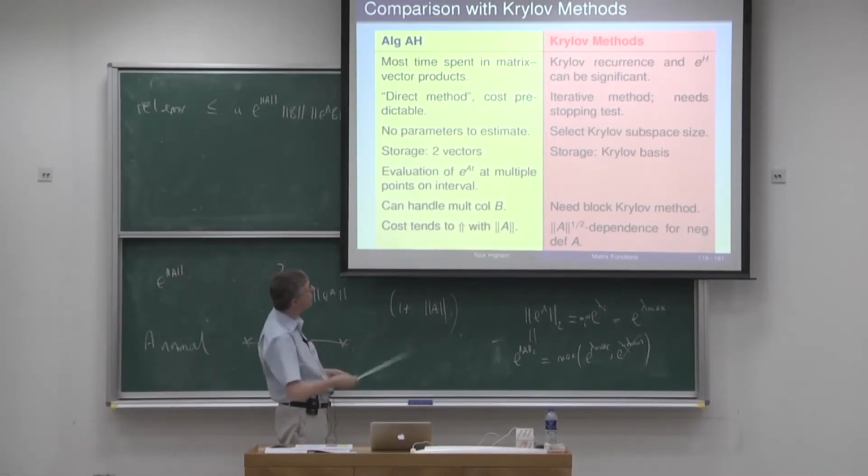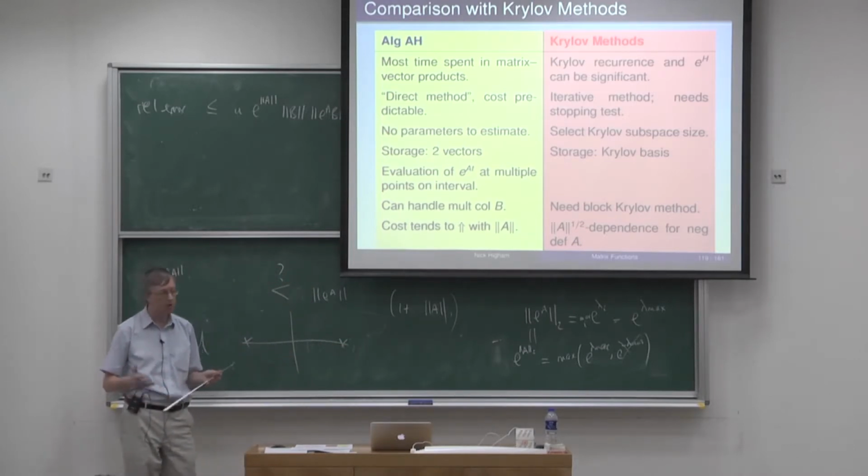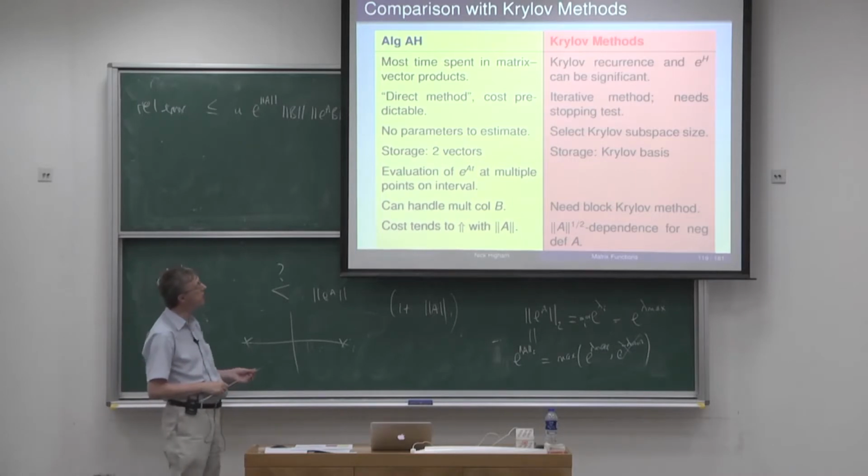With the Krylov method, it is an iterative method. It needs a stopping test. It seems to be a bit less predictable how long it will take or when it will converge.